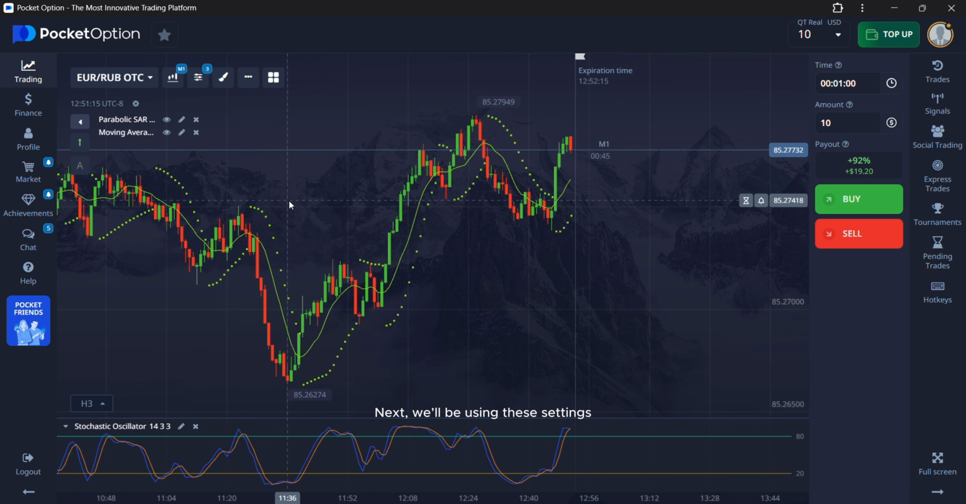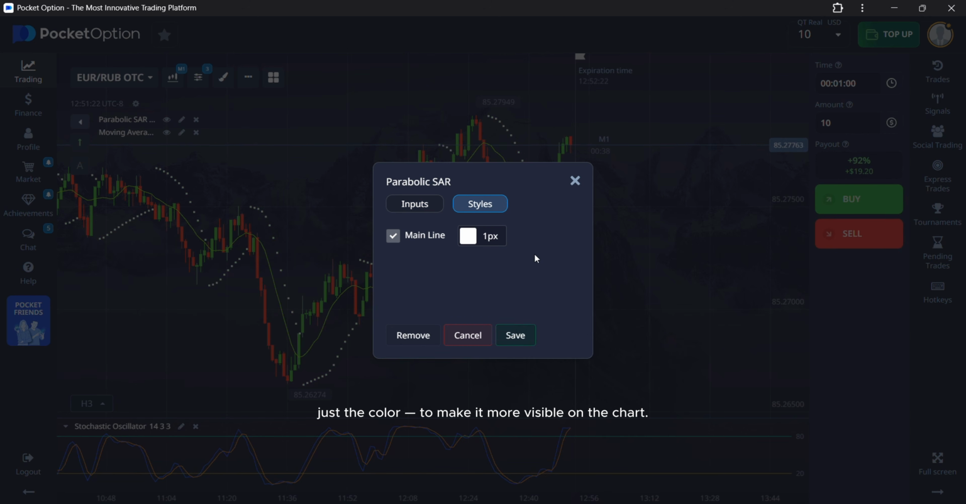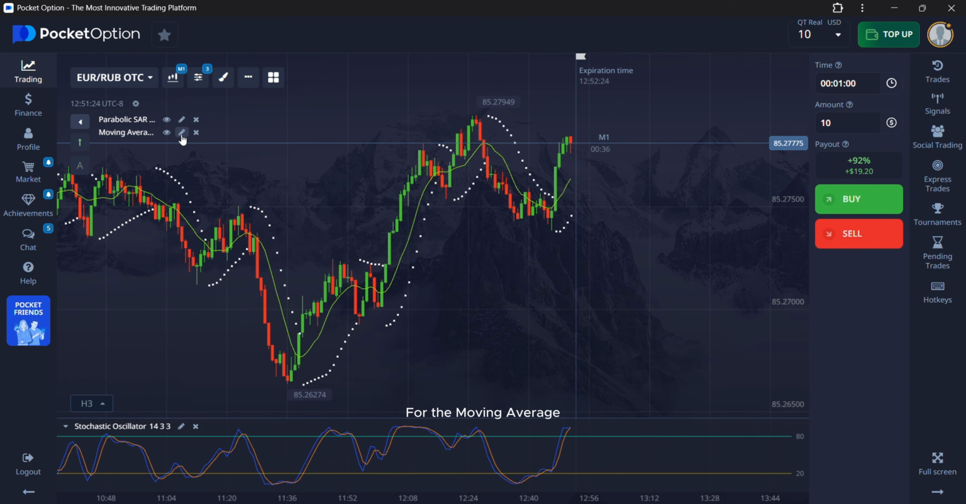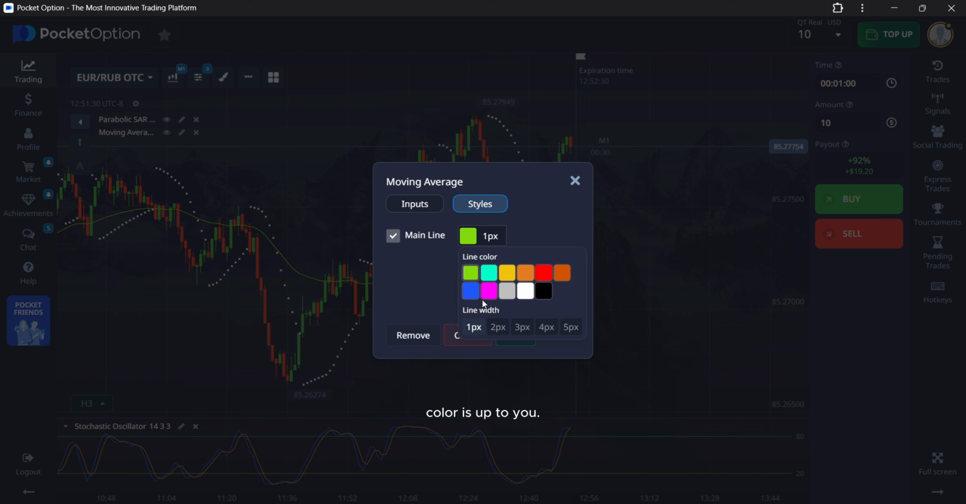Next, we'll be using these settings for better signal filtering. Here we don't change anything, just the color, to make it more visible on the chart. For the moving average, we set it to YAMA with a period of 50. Color is up to you.